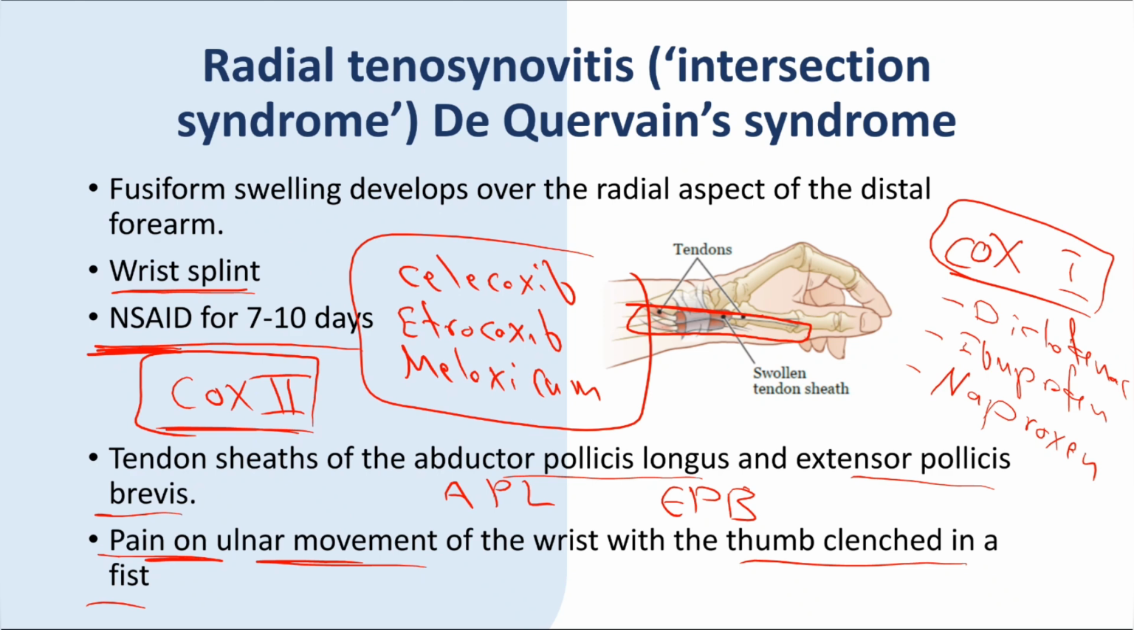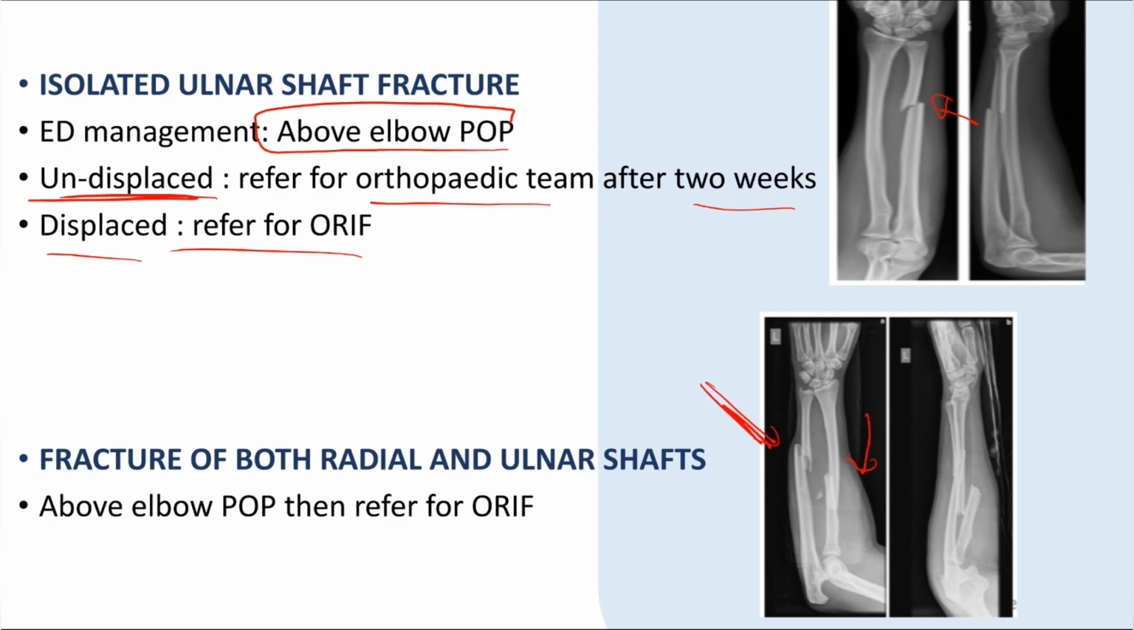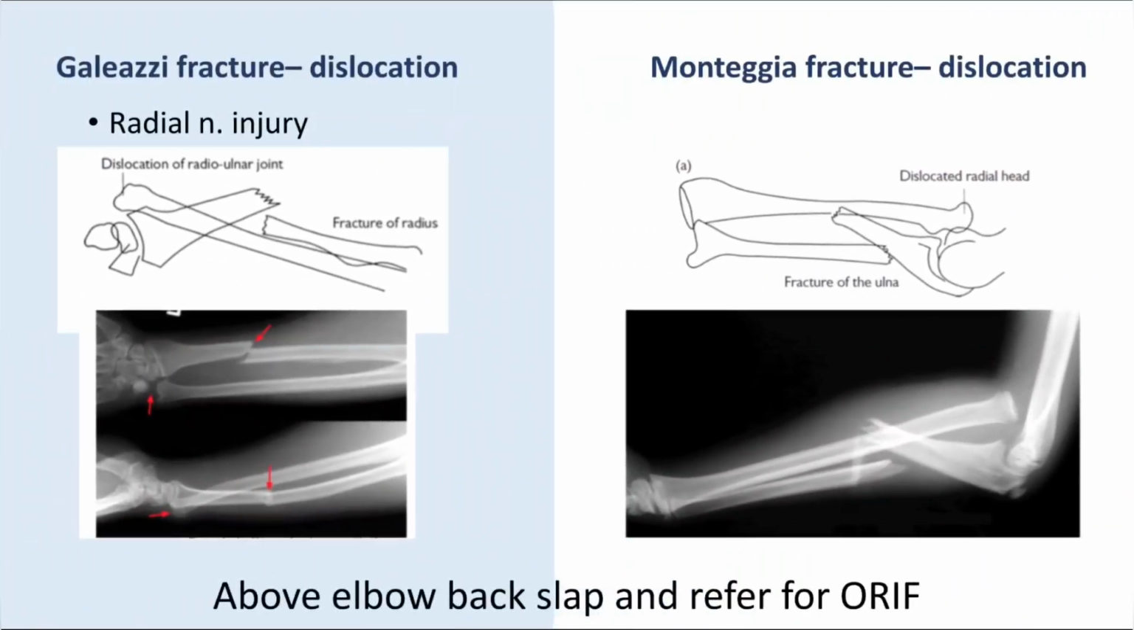For ulnar fractures, if it is an isolated ulnar shaft fracture and it is undisplaced, just put the patient in above elbow POP and refer to the orthopedic team after 2 weeks. If it is displaced, refer for open reduction and internal fixation. If there is a fracture of both the radius and the ulnar shafts, send the patient for POP and then refer for open reduction and internal fixation, or sometimes the orthopedician may do closed reduction in the emergency department.